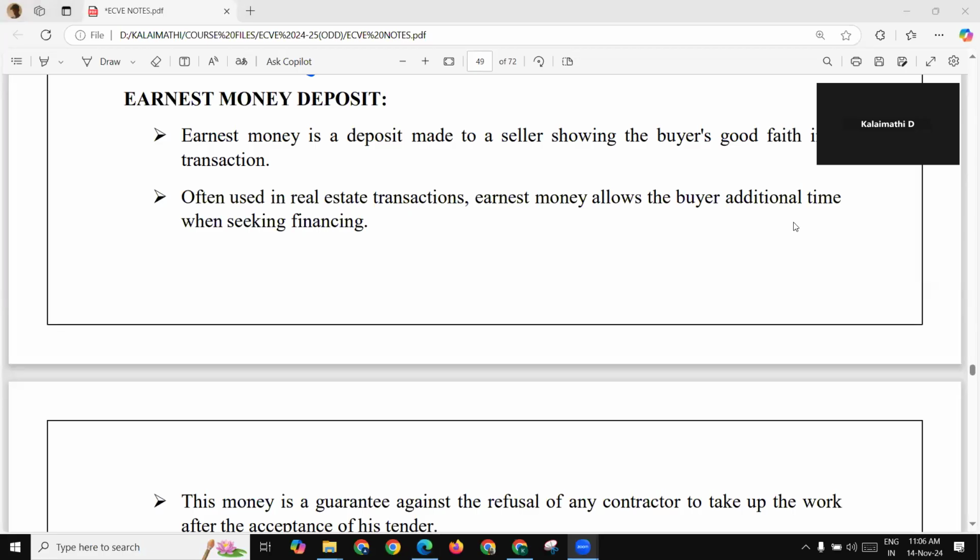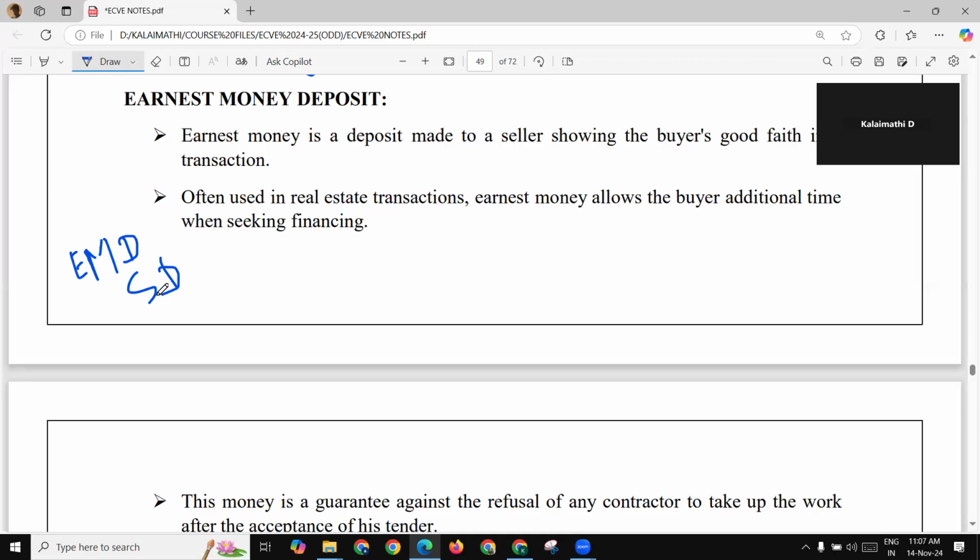From the beginning, on preparing the tender documents and the types of tender, we have been repeatedly studying the term earnest money deposit, which is mentioned in the bid documents as EMD. Another one is security deposit, SD.